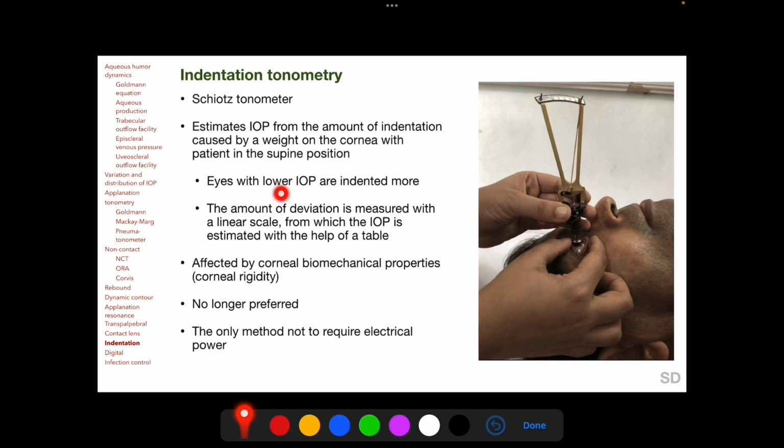Eyes with lower intraocular pressure are indented more, and the amount of indentation is measured by the amount of deviation of the indicator on a linear scale, and from this deviation the intraocular pressure is estimated with the help of a table. Indentation tonometry is affected by corneal biomechanical properties, particularly corneal rigidity, and it is no longer preferred, but it is the only tonometry method not to require electrical power.